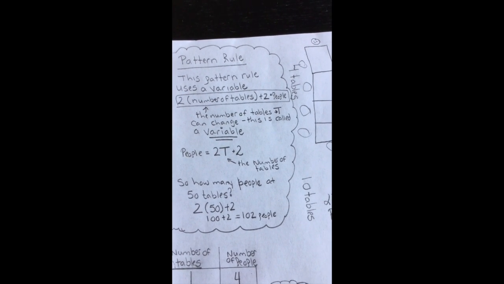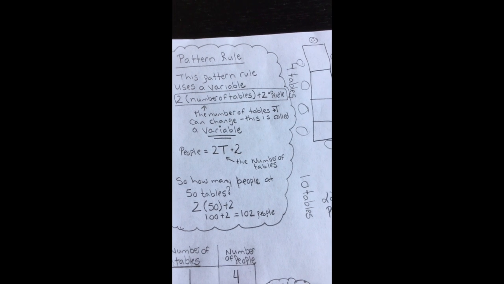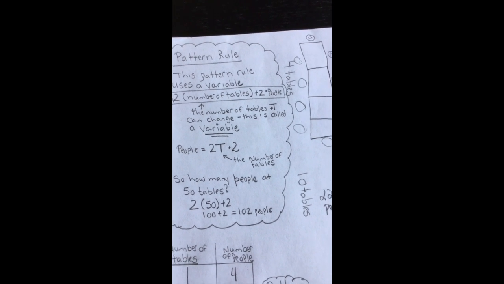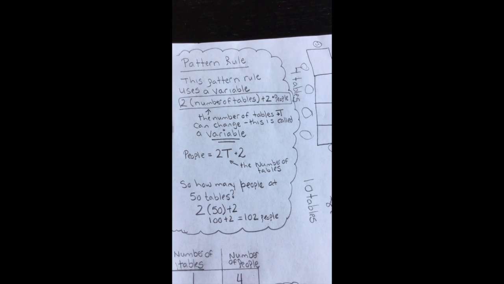On the flip side, what if there was 40 tables? 2 times 40 is 80, plus 2, there would be 82 people if there were 40 tables. You could do it for 12 tables, 21 tables, any number of tables in the universe, you'd be able to find out how many people there are, as long as the restaurant was setting things up the same way.